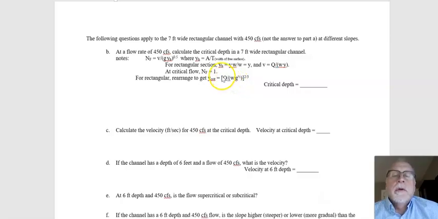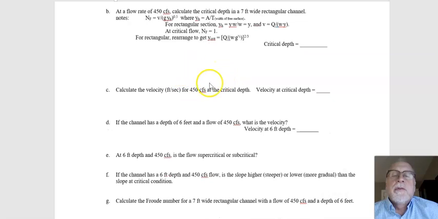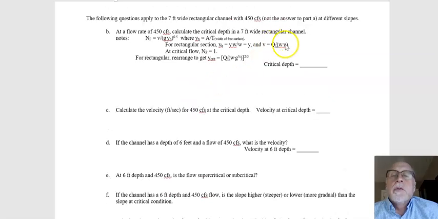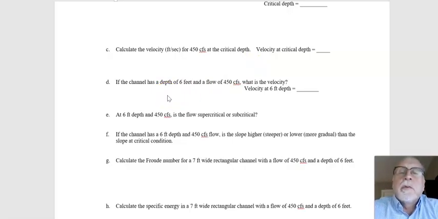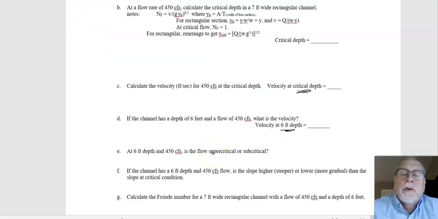And then with that critical depth, you have a flow. Again, v equals q over a. Punch that in and solve for the velocity. Now, if the channel has a depth of 6 feet and a flow of 450 cubic feet per second, that's the number we've been working with, what is the velocity? So velocity at critical depth, velocity at 6 foot depth. So is 6 feet above or below critical? Is the velocity above or below critical? So is the flow supercritical or subcritical?